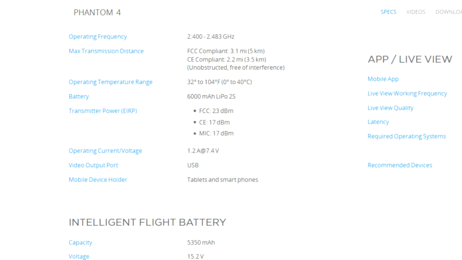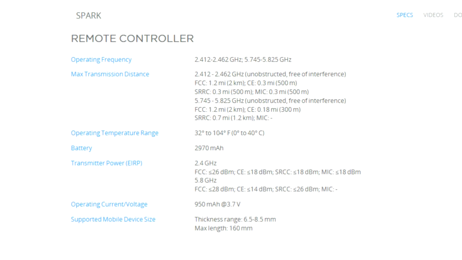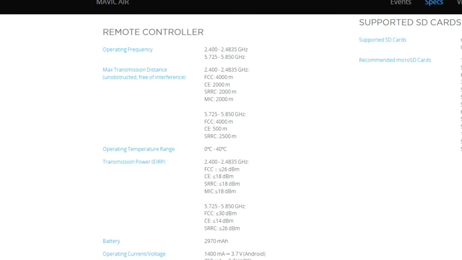Okay, so now that you guys have a basic grasp on FCC, CE, and SRRC, let's have a look at the DJI website. Now, these images are straight from the DJI website as it relates to each one of these drones. We're going to look at the Phantom 4, the Spark, the Mavic Pro, and the Mavic Air. There are a couple of things we want to watch out for. We want to have a look at which protocol is probably going to apply to you, and this is going to be whether you live in North America or you live outside of North America.